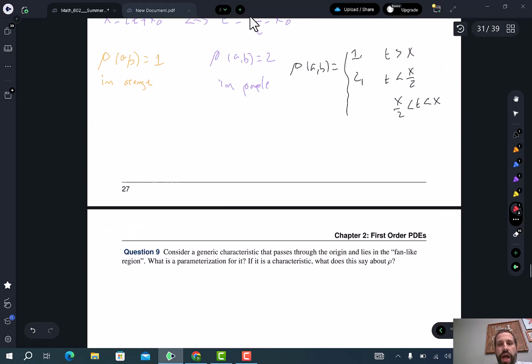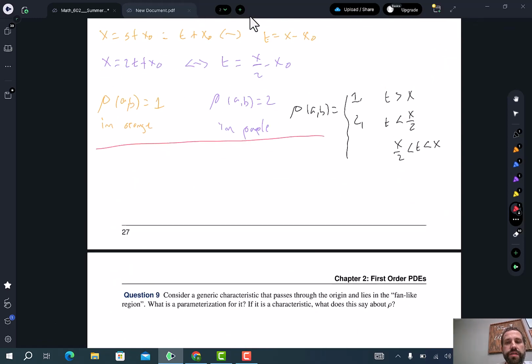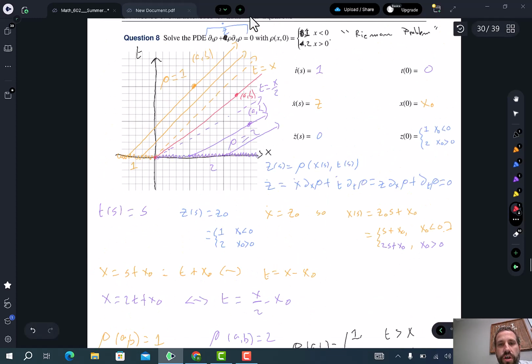Okay, so let's ask this question. What is a distinguishing property about the characteristics? Well, let's look. What is the slope of a characteristic?